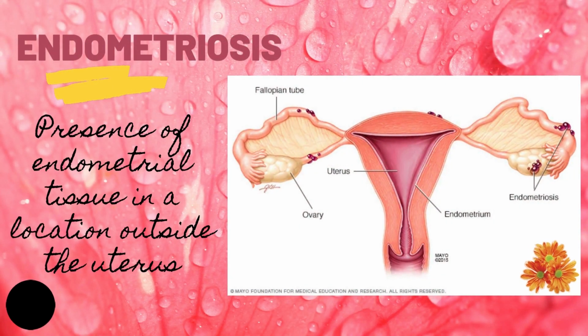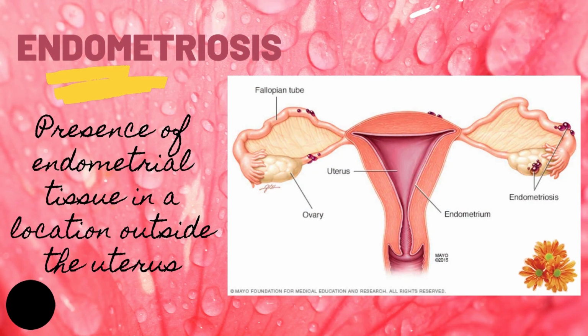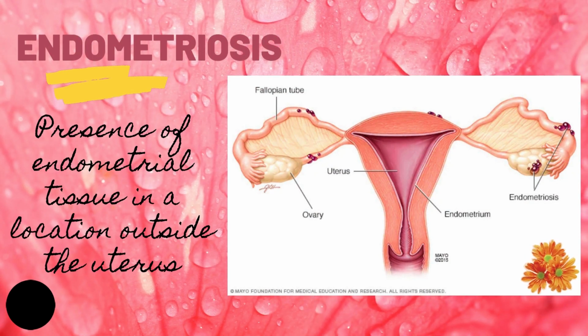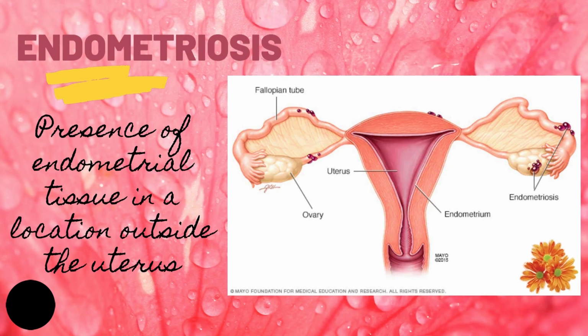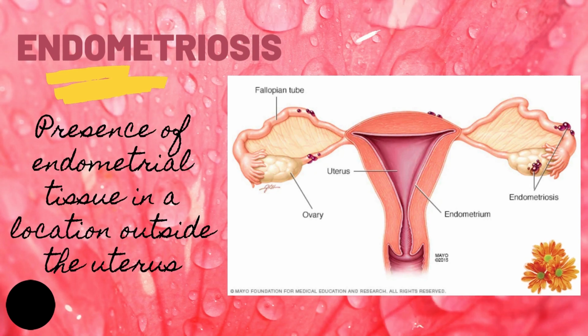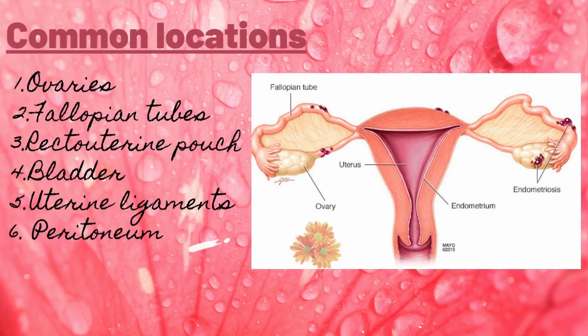Endometriosis is a fairly common chronic disease in women of the reproductive age group. Simply explaining, in endometriosis, the endometrial tissues get implanted in locations outside the uterus. So, what are these locations?